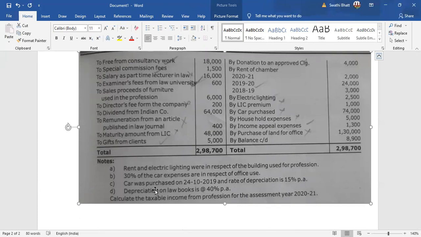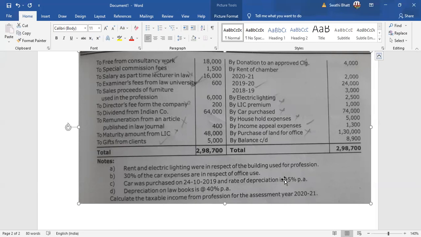This was a previous assessment year, so 2019, and the rate of depreciation is 15%. If you look at it, from October 2019 till March 2020, you count the number of months, or the days. It's definitely going to be less than 180 days, because it's November, December, January, February, March. Since it's less than 180 days, you cannot claim the entire 15% as depreciation. Only half of 15%, that is 7.5%, can be claimed.